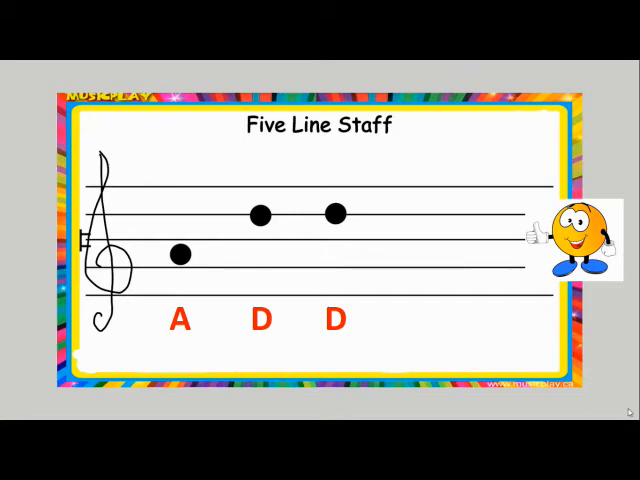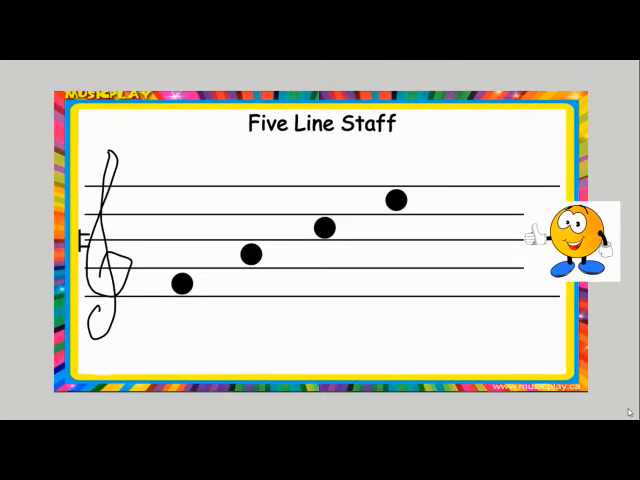Hopefully you're keeping track of all the ones you've gotten right so far. Oh no, this one has 4 letters. It's a 4-letter word. Now, if you remember that the space notes spell a word from bottom to top, you will have aced this one. Remember? F-A-C-E. It spells the word FACE. If you got it right, pat yourself on the back.